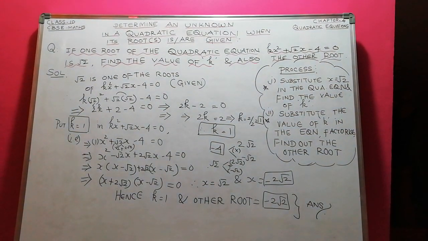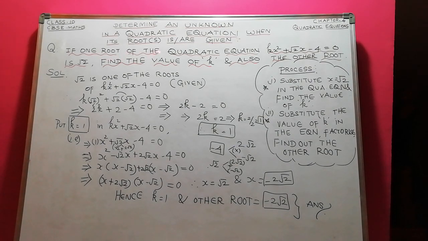Determine an unknown in a quadratic equation when its root or roots are given. I hope you have understood the title of this video. That is, when a quadratic equation is given and an unknown, say k, is involved in that equation, it should be determined when one of the roots or both the roots are given. Now let us step into the question.